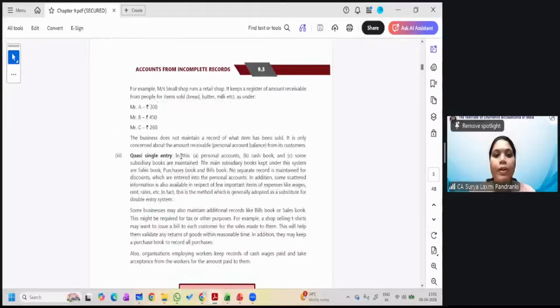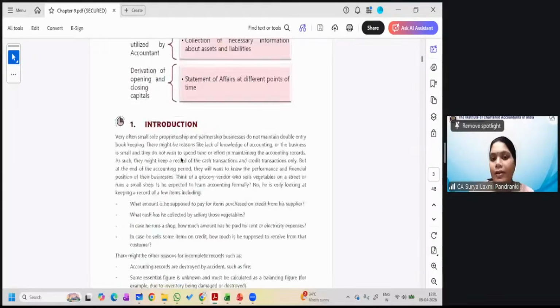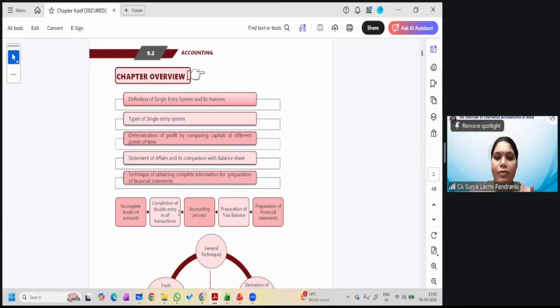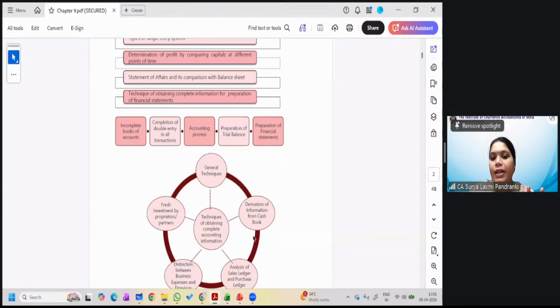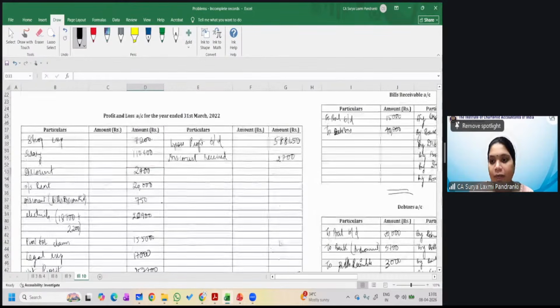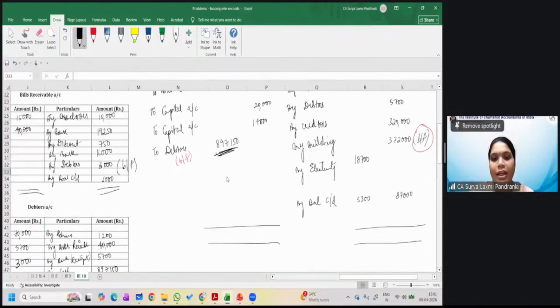So in this chapter, we mostly discussed the single entry system and these techniques. If you remember, the first thing we started with was general techniques and using the information from the cash book. We have actually used this. If you remember, the derivation of information from the cash book. What is the information we derived from the cash book in this example that we have done? What did we derive from the cash balance?